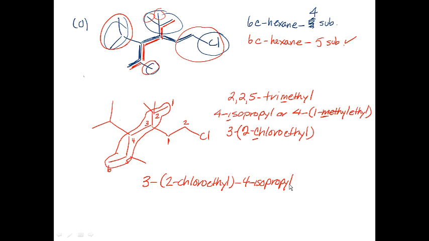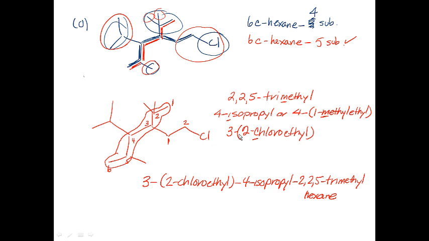Then 4-isopropyl. Then 2,2,5-trimethyl hexane. Okay. That's one possible name.